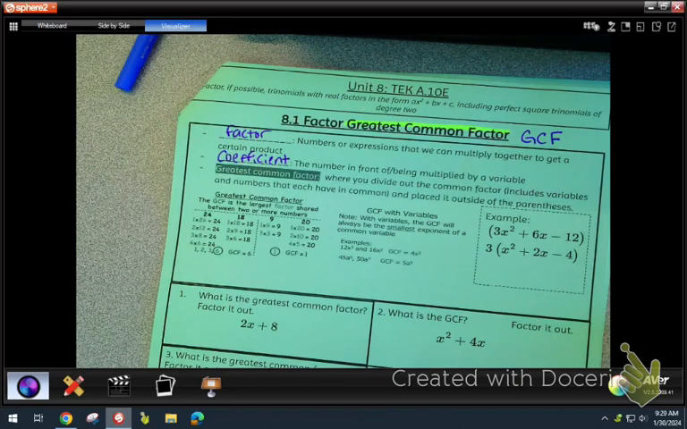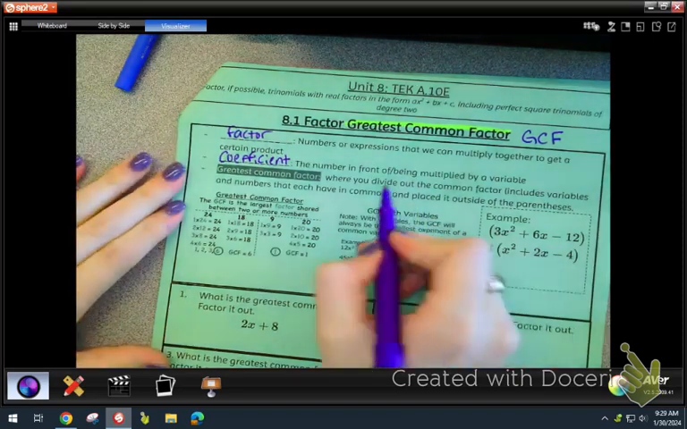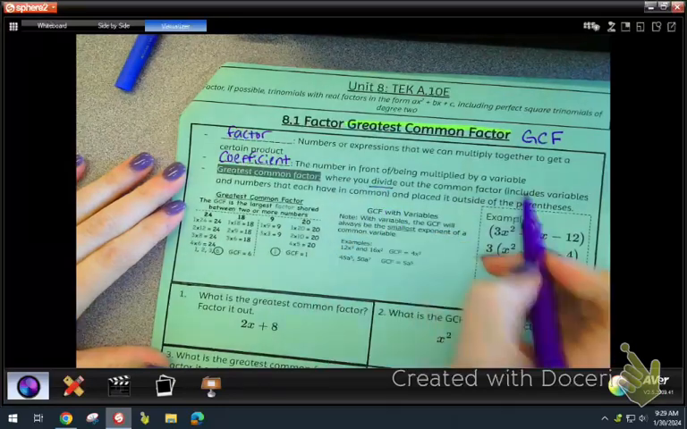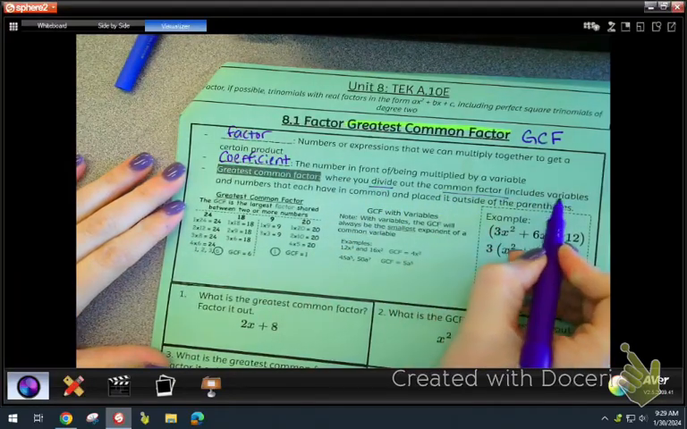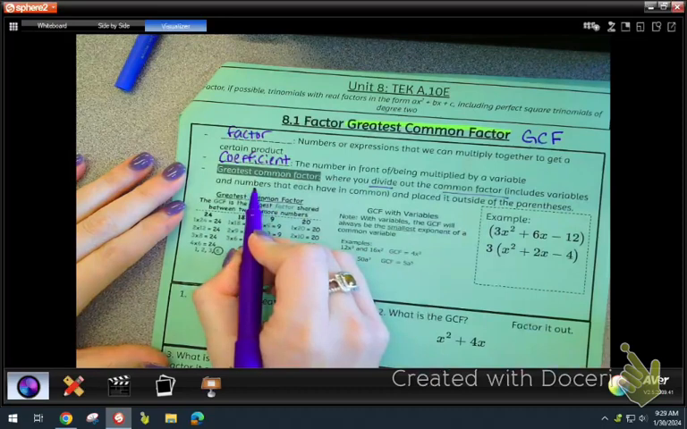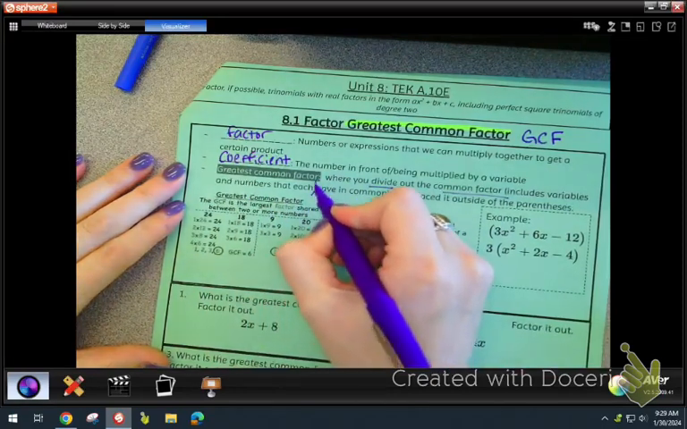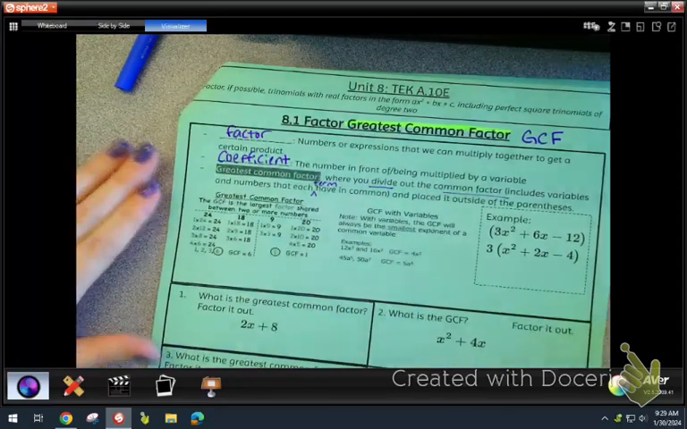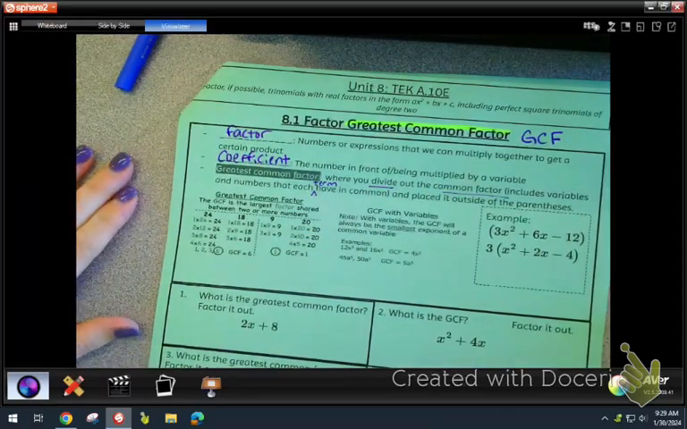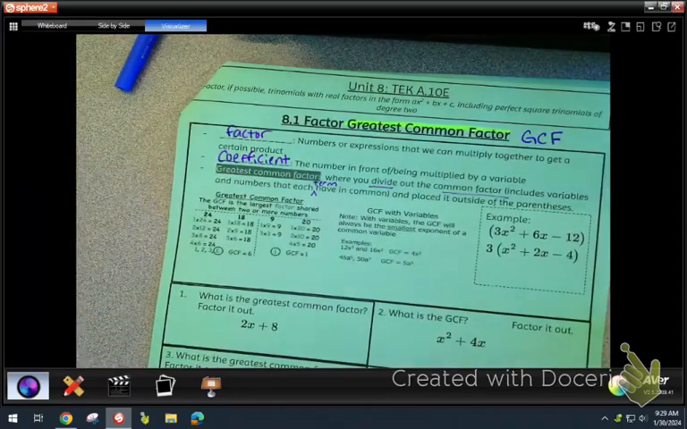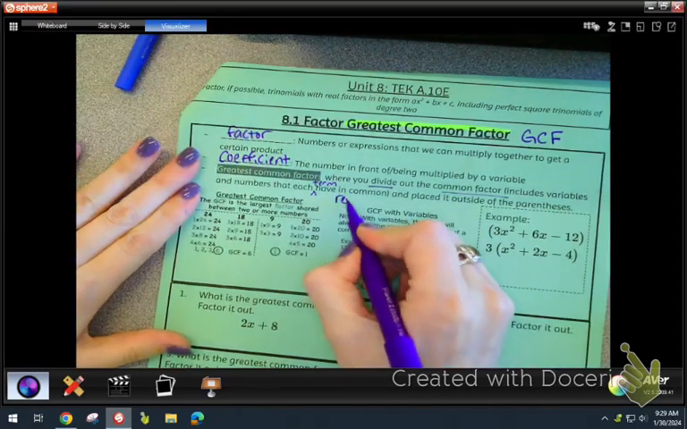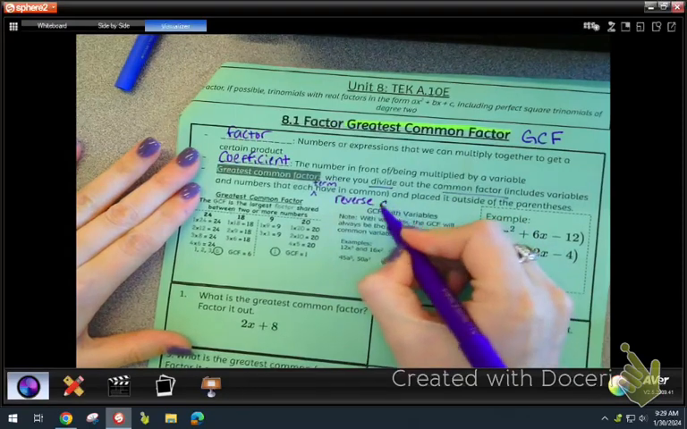So the greatest common factor, again, is shortened GCF. It's where you divide out common factors. This includes variables and numbers that every term has in common. Let's add in, it says each, I'm going to write in, each term has in common. Okay? And you put it in front of the parentheses. Long story short, here is what we are doing today. Reverse distribute.